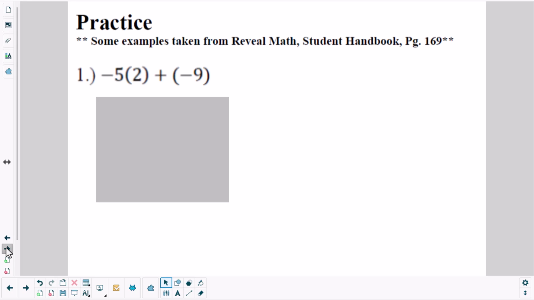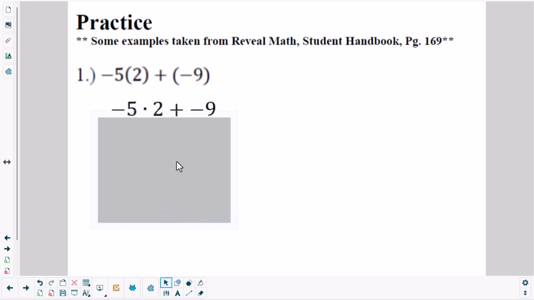Let's take a look at our first example, -5 parentheses 2 plus -9. Keep in mind, you can rewrite that as -5 times 2 plus -9. You don't need to keep the parentheses around the -9 if you don't want. If you prefer to keep them, then keep them in your work.